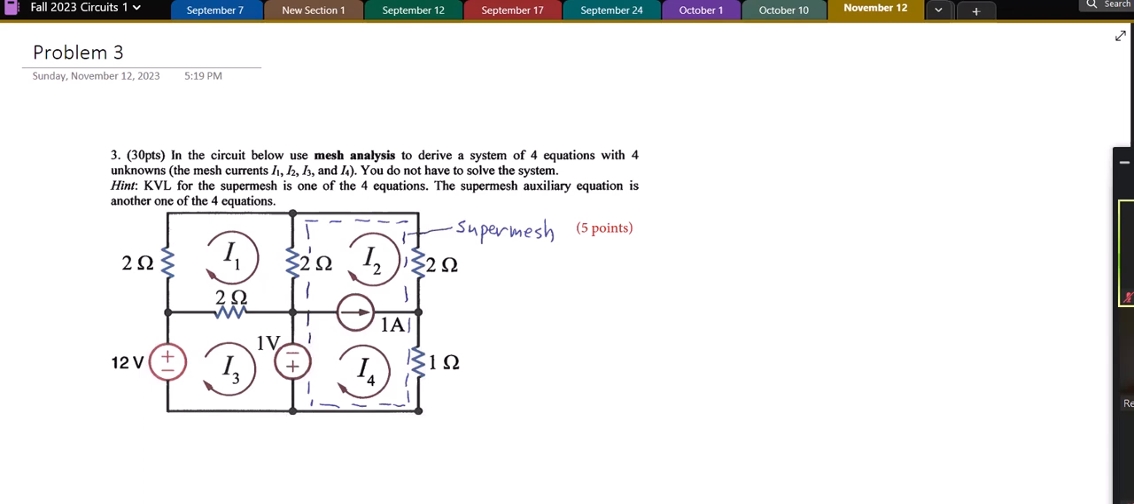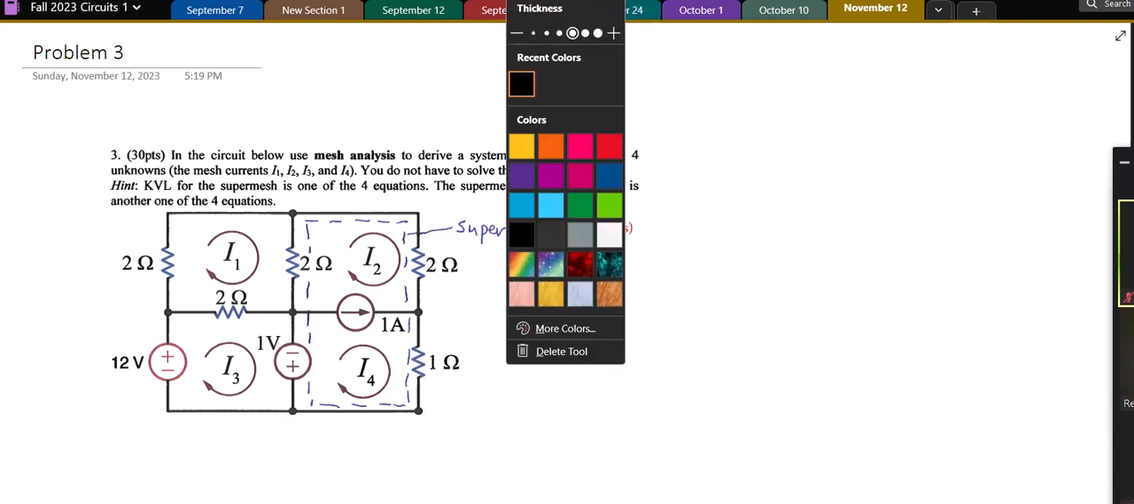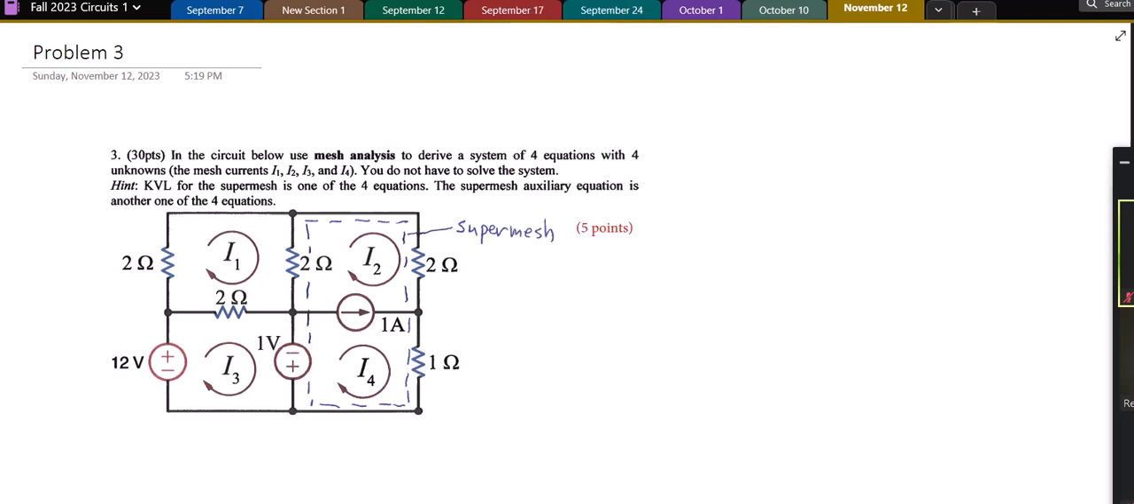Okay, so I copied this from the solutions, and the solutions have the super mesh labeled, but if it was not labeled on your test, how would you recognize it as a super mesh? And the answer is because two of your meshes share a branch that has a current source on it.